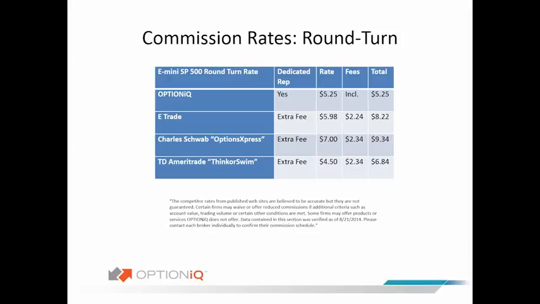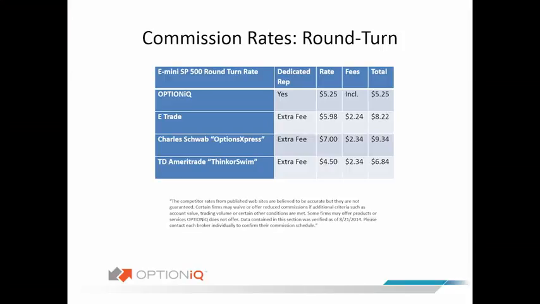Charles Schwab, which is also, probably everybody knows about Options Express, is another brokerage firm you could use. They do charge an extra fee for a dedicated rep. It is also not hooked up to the software, so you'd have to toggle between the screens. Their rate is $7, fees $2.34 for a total of $9.34. And lastly, everybody knows TD Ameritrade, the old Thinkorswim platform. They also charge an extra fee. Our platform, the Option IQ software, is not hooked up to the TD Ameritrade execution platform.